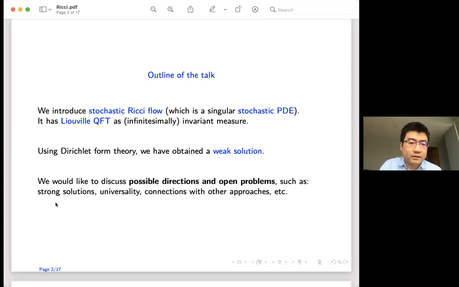One open question is how to obtain a strong solution, and also the scaling limit kind of question. For other stochastic PDEs, such as KPZ, I mean, the Kardar-Parisi-Zhang equation, it's now understood that many discrete dynamics, like particle systems and so on, converge to the solution of the KPZ equation. So you may also ask such questions for stochastic Ricci flow.